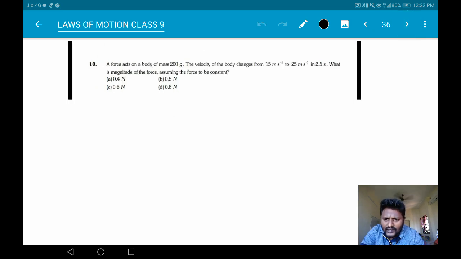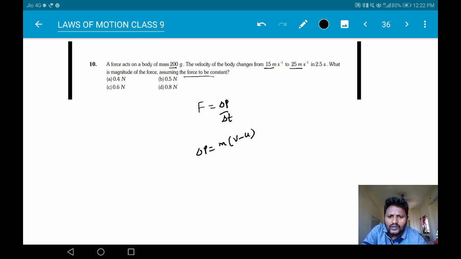Right, next. A force acts on a body of mass 200 gram. Its velocity changes from 15 meter per second to 25 meter per second. Then what is the magnitude of force? Assuming the force to be constant, F equals delta P by delta T. Delta P we can find as m into V minus U, and then you can get the answer. Convert the mass into kilogram: 200 into 10 to the power of minus 3 kg, therefore 0.2 kg is the mass.